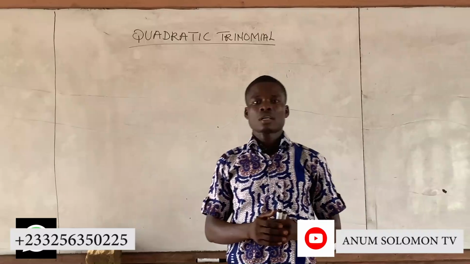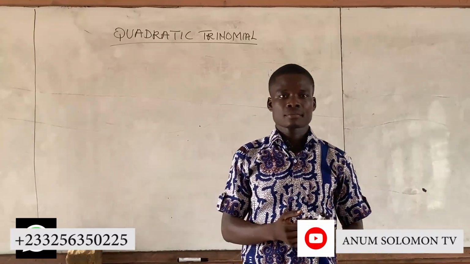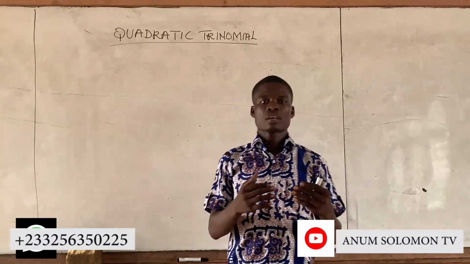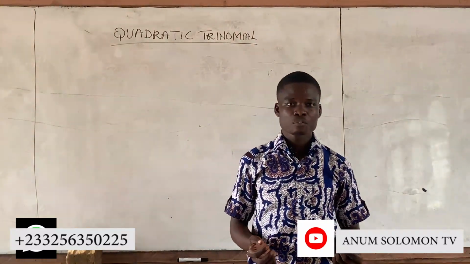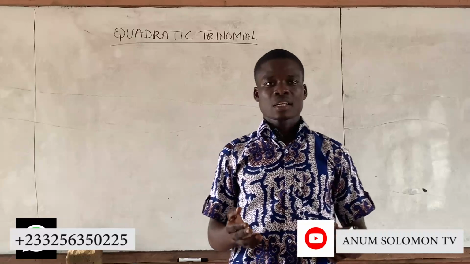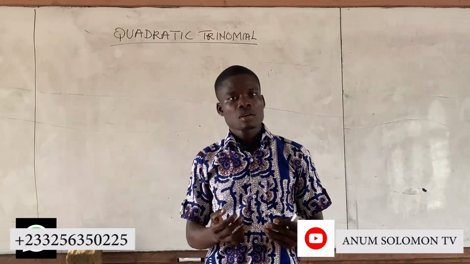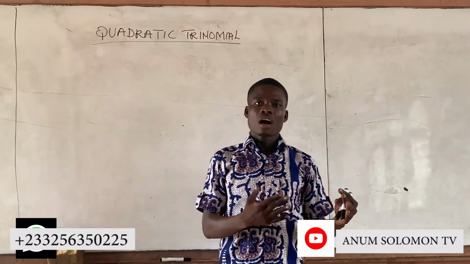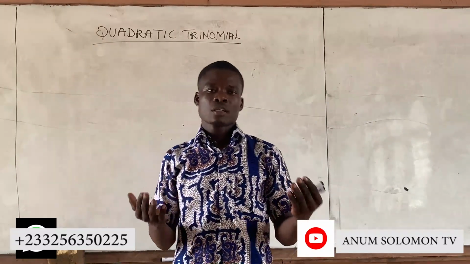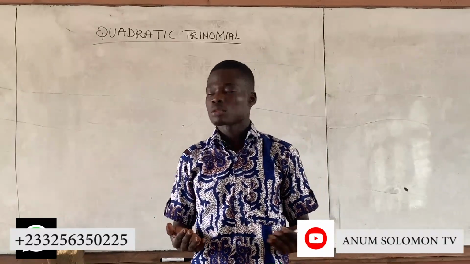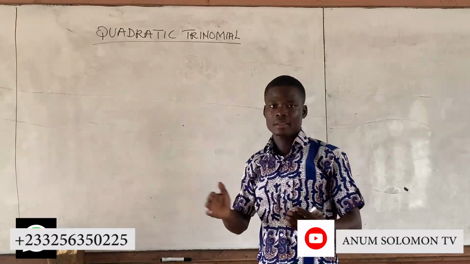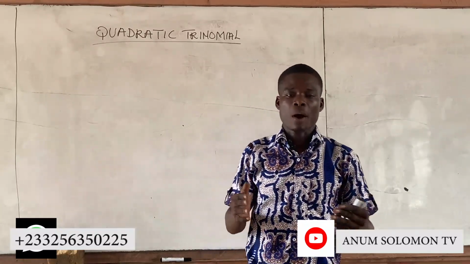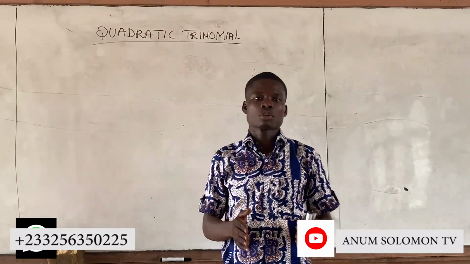So now, let's look at the meaning of quadratic trinomial. When you say quadratic trinomial, what does it mean? When you say quadratic, it's a mathematical expression with the highest power of the unknown variable being 2. And when you say trinomial, meaning 3 terms. So when you say quadratic trinomial, meaning it's a mathematical expression with 3 terms in which the power of the unknown variable is what? 2.